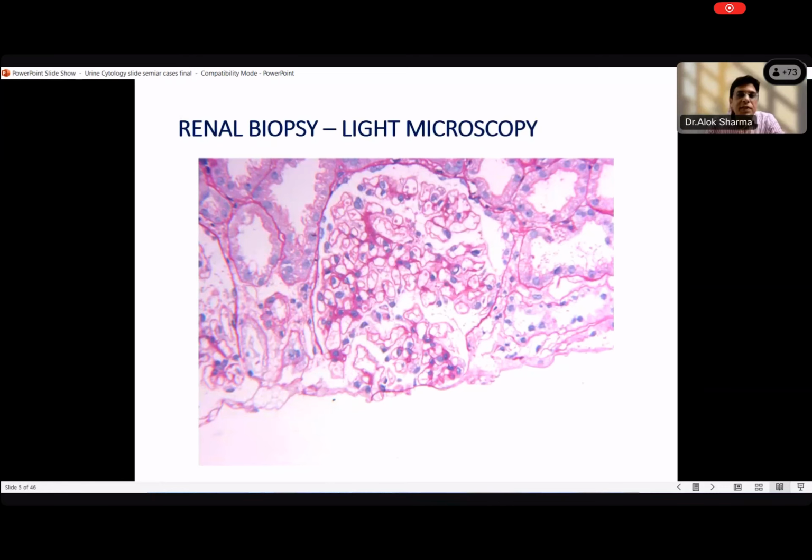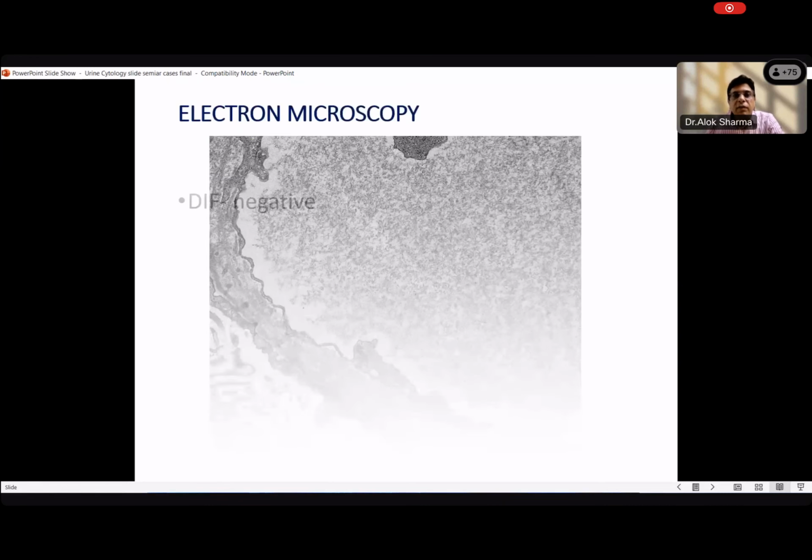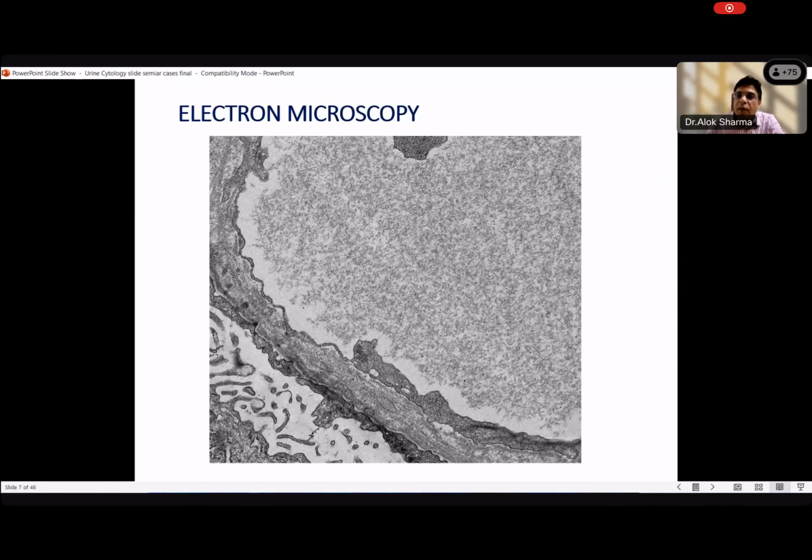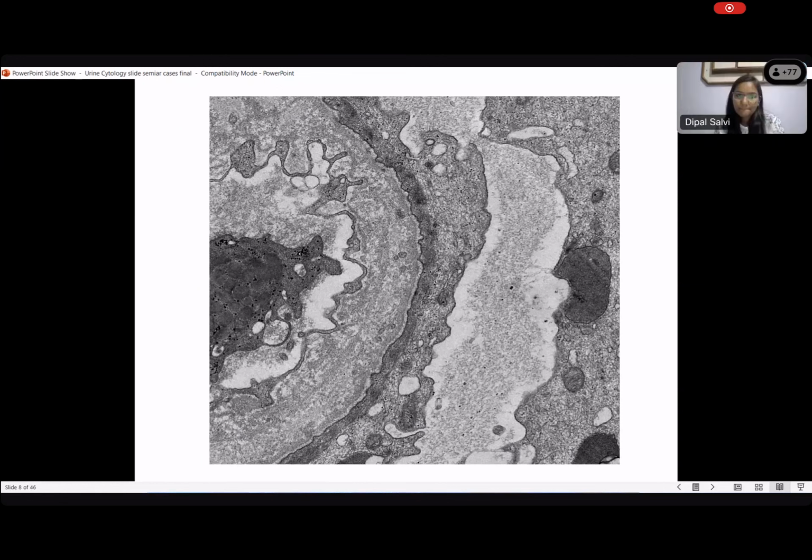Can you identify which stain is there in this particular image? PAS stain. Very good. How do you identify that? You look at the Bowman's capsule and the tubular basement membranes. They stain a reddish magenta color, so you won't find this in H&E or any other stain. Very good. Immunofluorescence was negative. And what do you find here? There is loss of podocyte foot processes. And this one? Same thing. Okay. So anything in the GBM? Does it look normal to you?